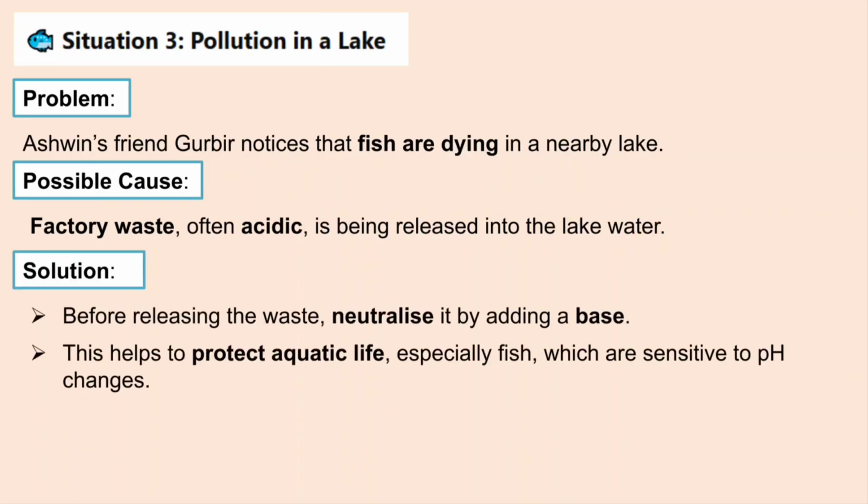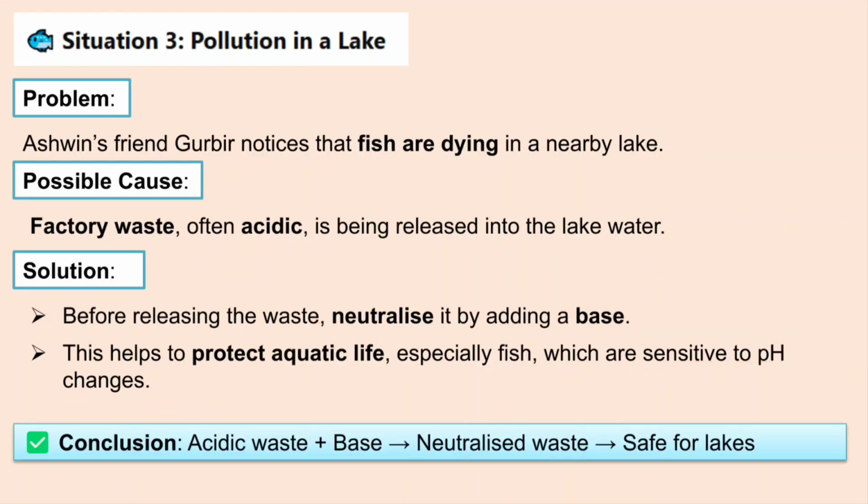The plant life there too. And what will be the solution? Before releasing the waste, what must we do? Neutralize it by adding base into this waste. This helps to protect aquatic life, especially fish, which are sensitive to pH changes. So when there is a change in the pH value of the water, it will be harmful for aquatic life, especially the fish, because they are very sensitive to it. So we must neutralize the waste by adding base so that the aquatic life will not be harmed.